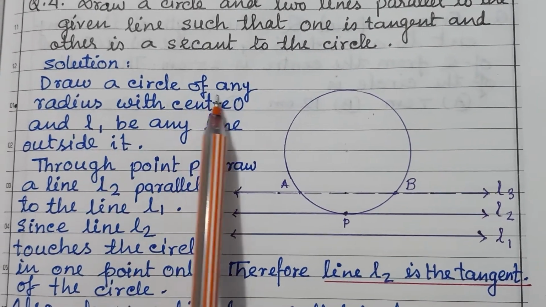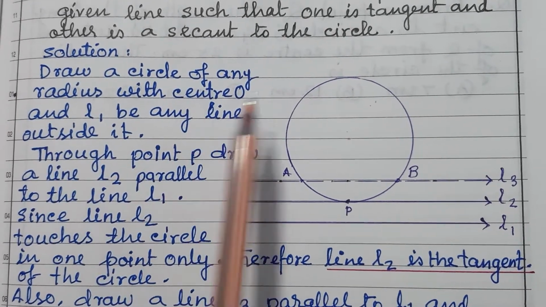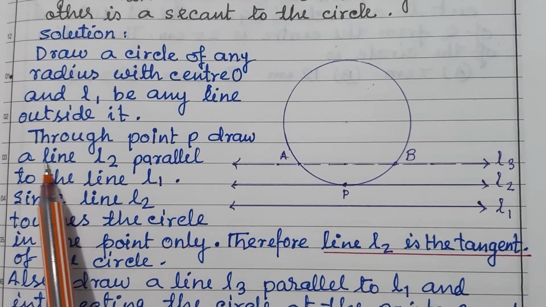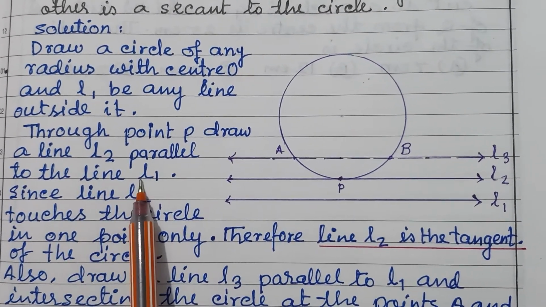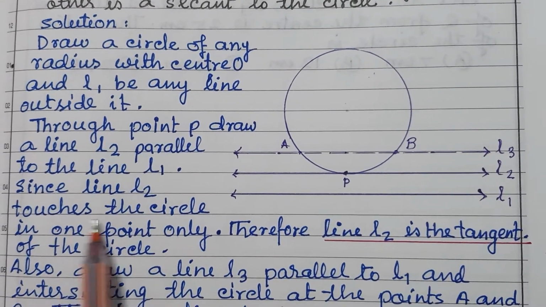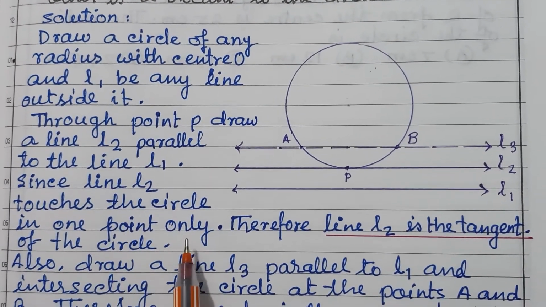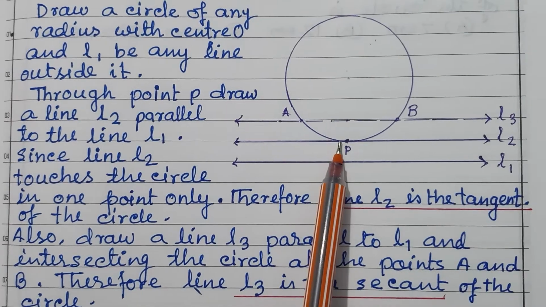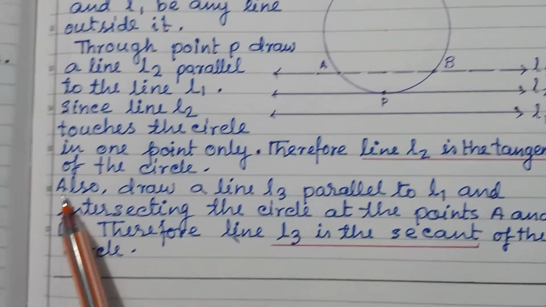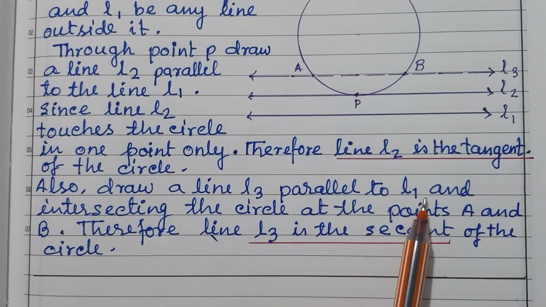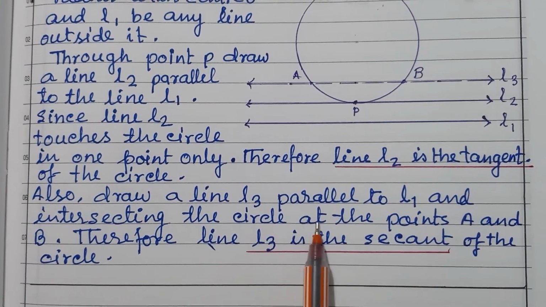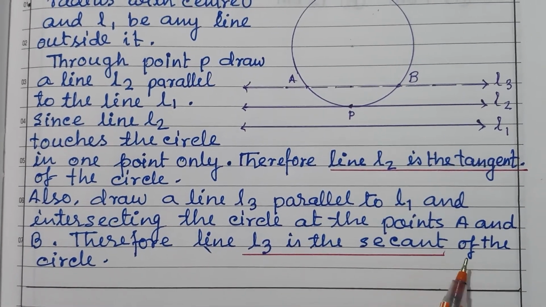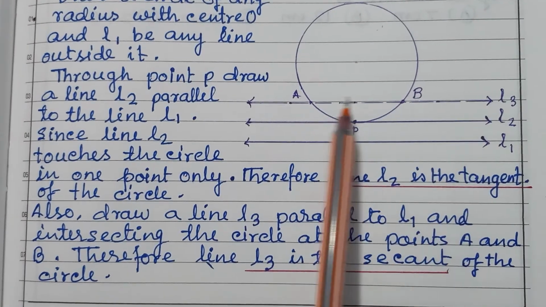So draw a circle of any radius with center O, and let L1 be any line outside it. Through point P, draw a line L2 parallel to line L1. Since line L2 touches the circle in 1 point only, line L2 is the tangent. Next, also draw a line L3 parallel to L1 and intersecting the circle at the points A and B. Therefore, line L3 is the secant of the circle.